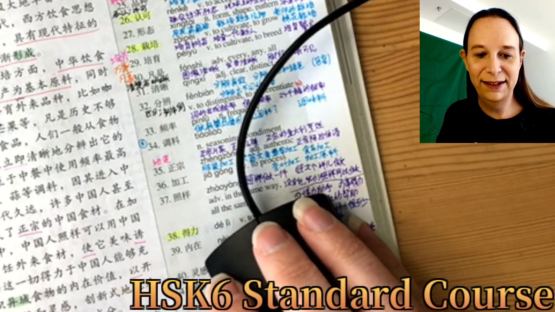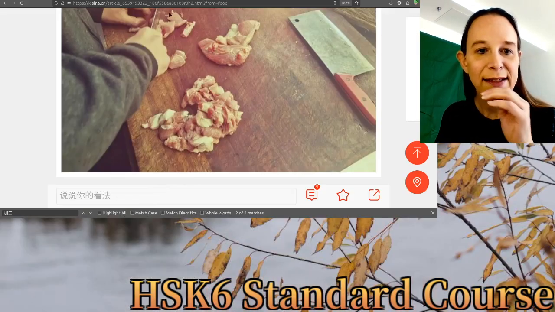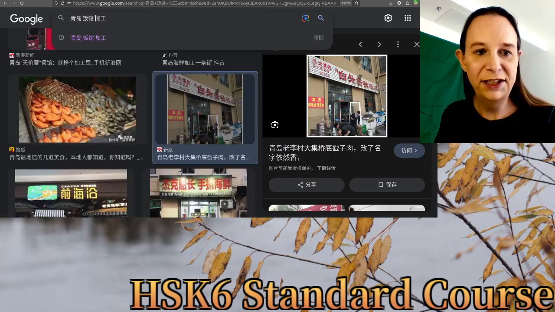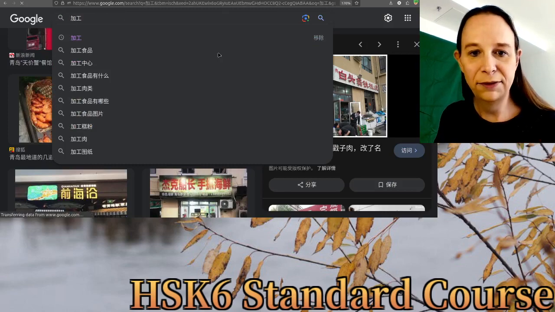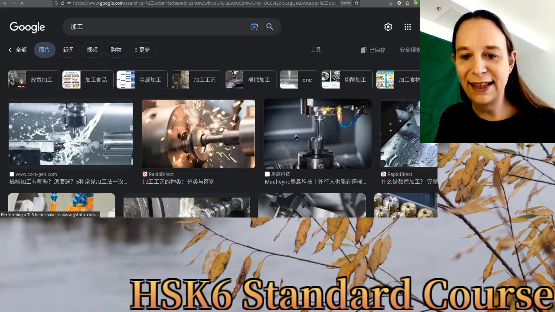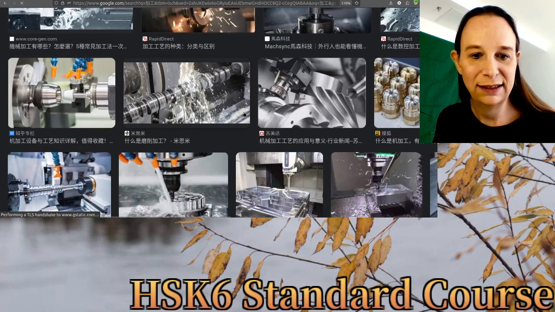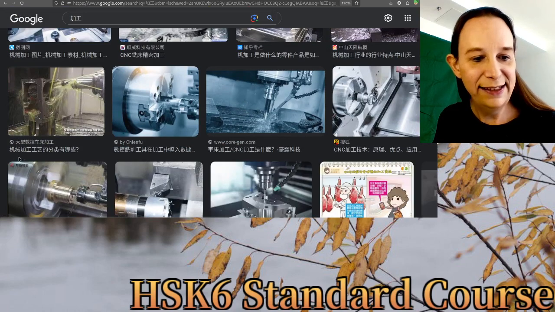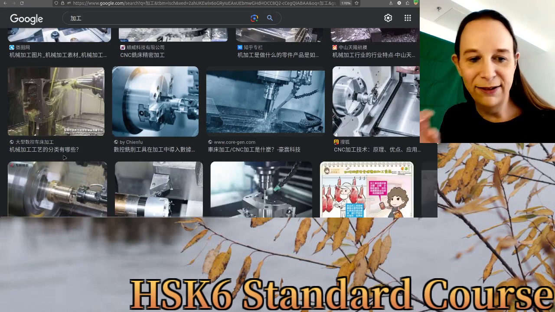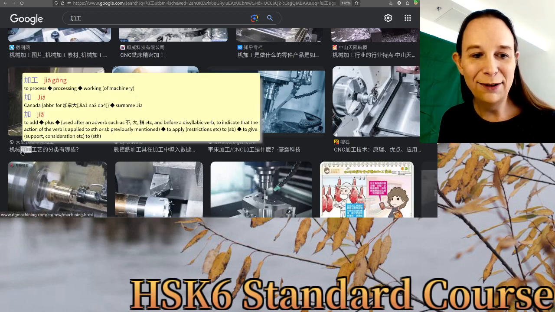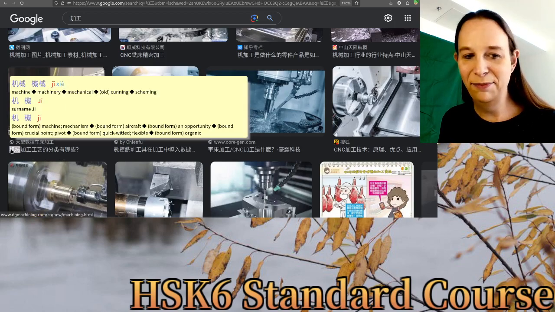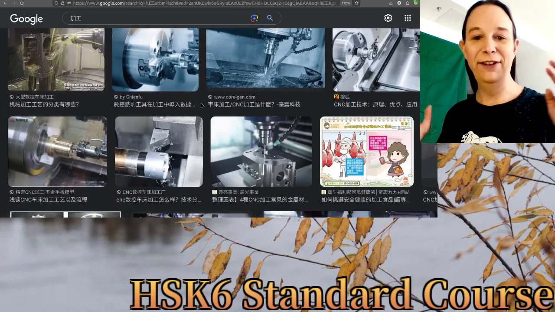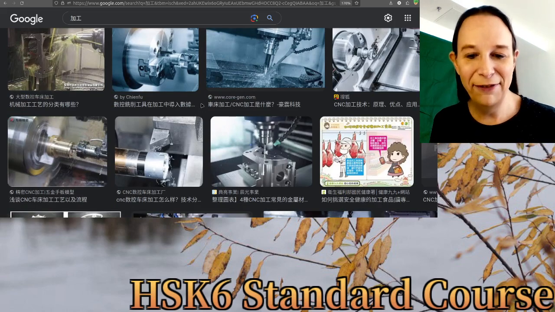We saw it on the images as well. If we just searched for 加工 instead of all that, we just search 加工. Yeah, so this is like machining, right? I don't know what that's called. 机械加工工艺的分类有哪些? Okay, so 加工 to process in your processing machinery or to machine. Yeah, in English, machine can be a verb like that.